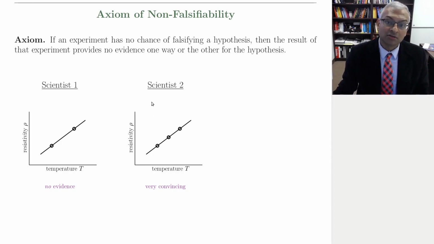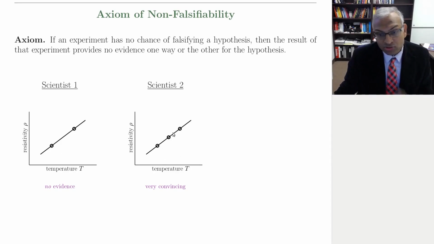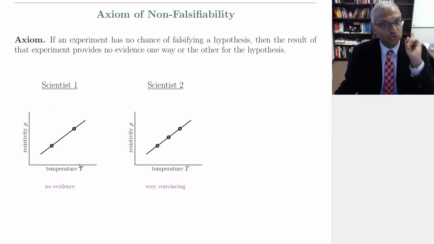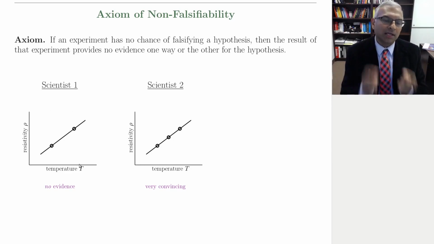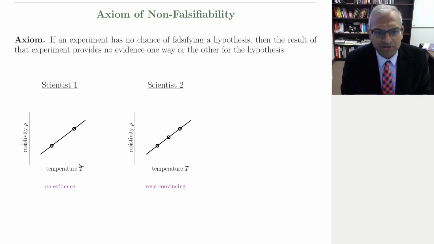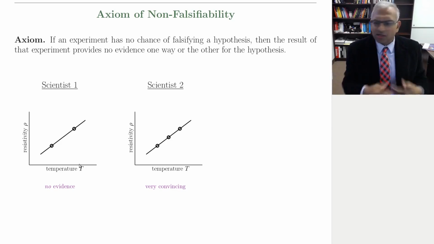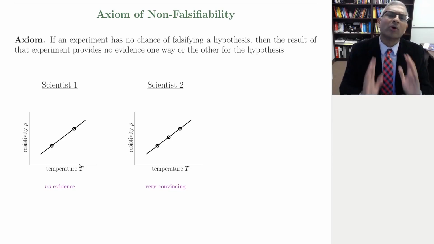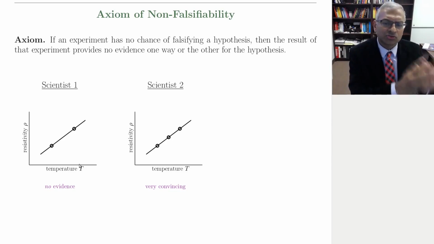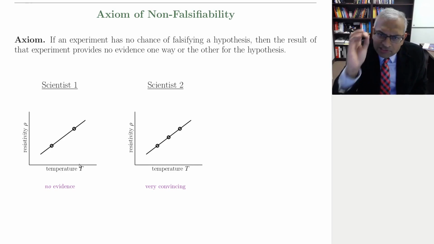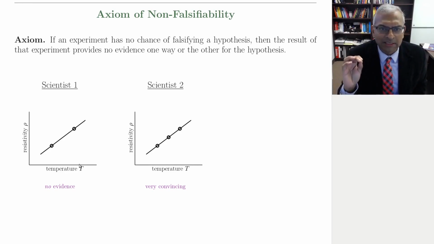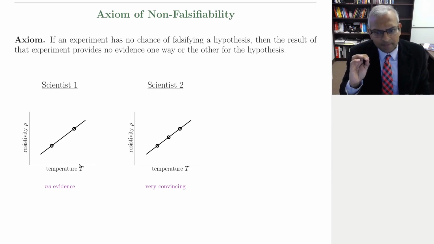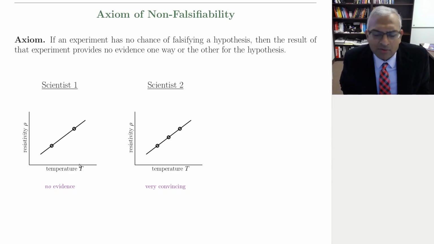Now, scientist 2, when collecting 3 data points, could have been falsified. The fact that scientist 2 was not falsified is meaningful. Scientist 1 could not be falsified because there's no way to collect 2 data points that can falsify the linear hypothesis. So, scientist 1 could not be falsified. No point doing this experiment. Someone should have just told scientist 1, don't waste your time collecting 2 data points. It's of no help whatsoever. Cannot say that the theory is true. Cannot say that the theory is false. The principle, the axiom of non-falsifiability: if you cannot falsify your hypothesis, then don't waste your time running the experiment.